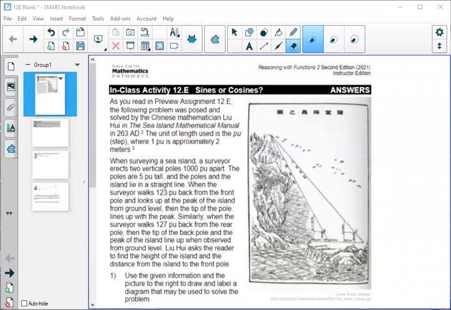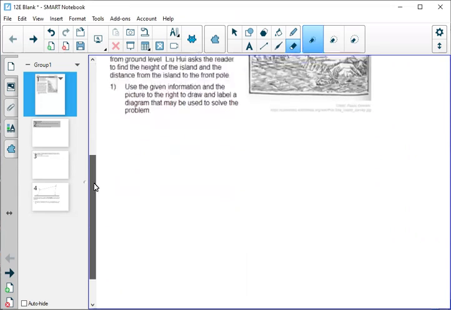Liu Hui asked the reader to find the height of the island and the distance from the island to the front pole. 1. Use the given information and the picture to the right to draw and label a diagram that may be used to solve the problem. Well, let's scroll down here and make some room.